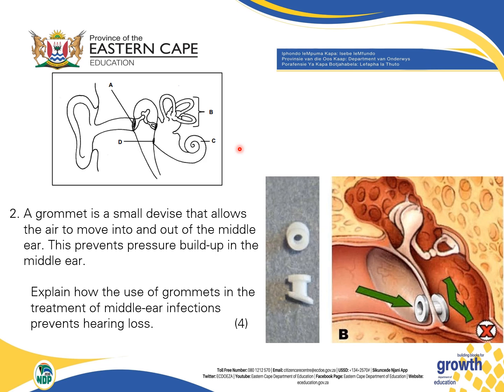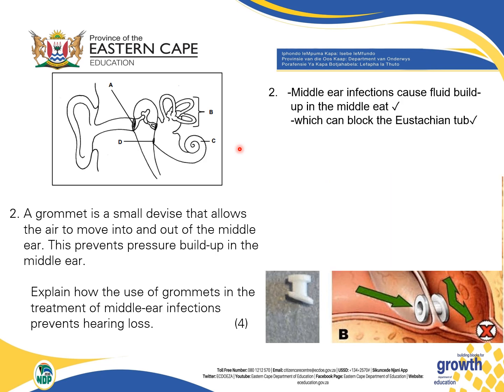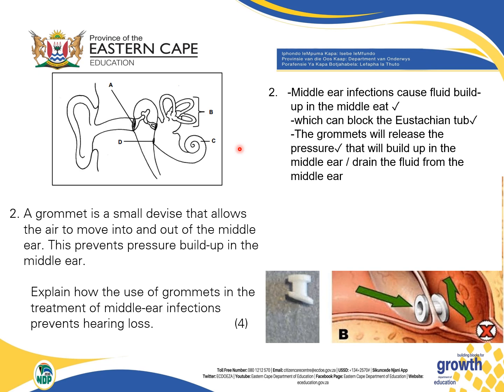So let's see how we would answer this question. The middle ear infection causes fluid buildup in the middle ear, which would block the eustachian tube. The grommets will release pressure that will build up in the middle ear, or we can say it will drain the fluid from the middle ear as well. And therefore, the pressure on either side of the tympanic membrane is equalized. Now remember, it's not the pressure on either side of the ear, because the ear consists of 3 parts. It's the pressure on either side of your tympanic membrane, the outer ear and the middle ear.